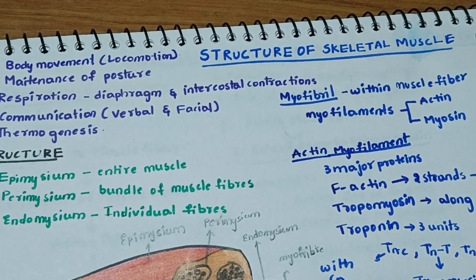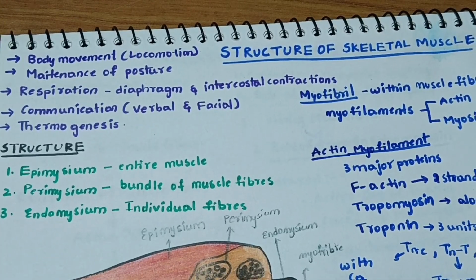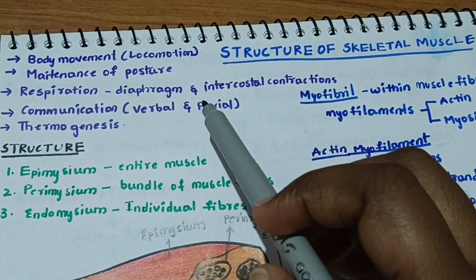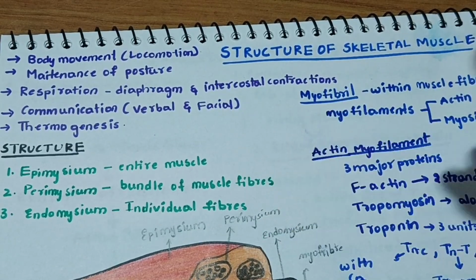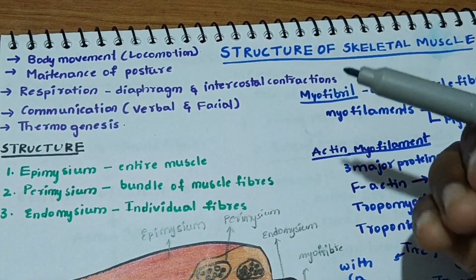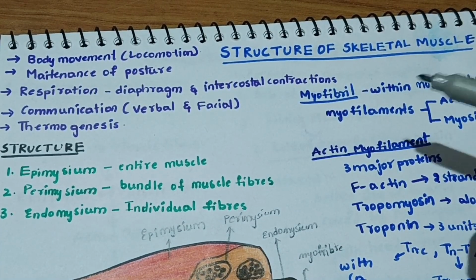Today we are going to discuss the structure of skeletal muscle. The main function of skeletal muscle is what? Locomotion. Yes, the main function of skeletal muscle is body movement, that is locomotion, moving from one place to another place, and maintenance of posture. In posture maintenance, the skeletal muscles are helpful.